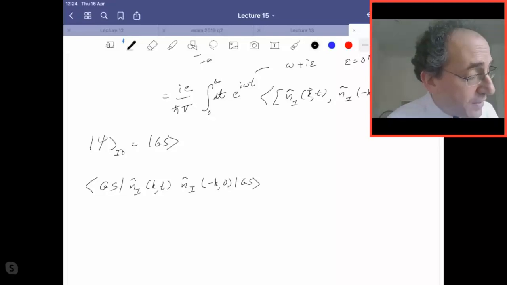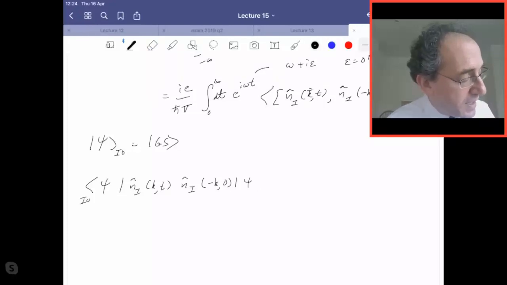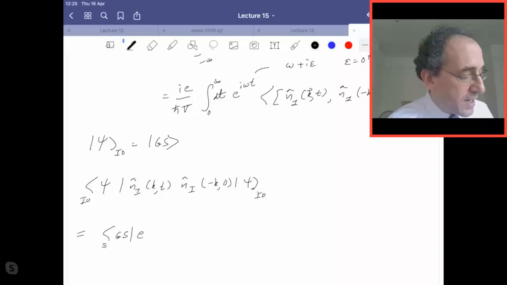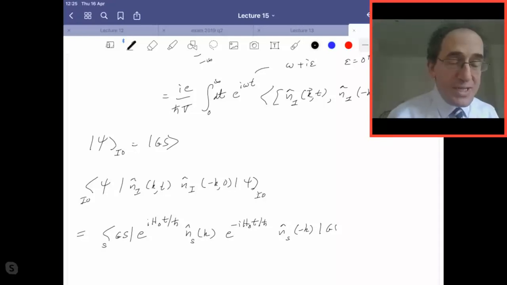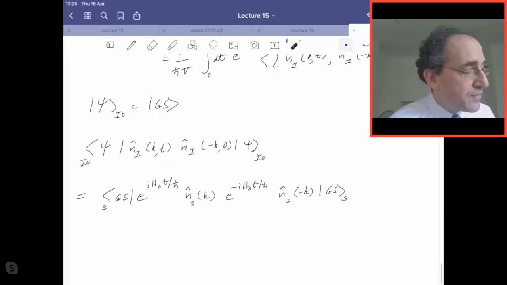And then let's go back from the interaction representation to the Schrodinger representation. So psi I zero, going back to the Schrodinger representation, I'll write as the ground state in the Schrodinger representation, e to the i h naught t over h bar, n hat, this operator now in the Schrodinger representation of k, e to the minus i h naught t over h bar, n hat, again in the Schrodinger representation of minus k, and back in the ground state, which is in the Schrodinger representation. So from now on, everything's in the Schrodinger representation. I'm going to drop these subscripts, and just assume everything is Schrodinger from now on.